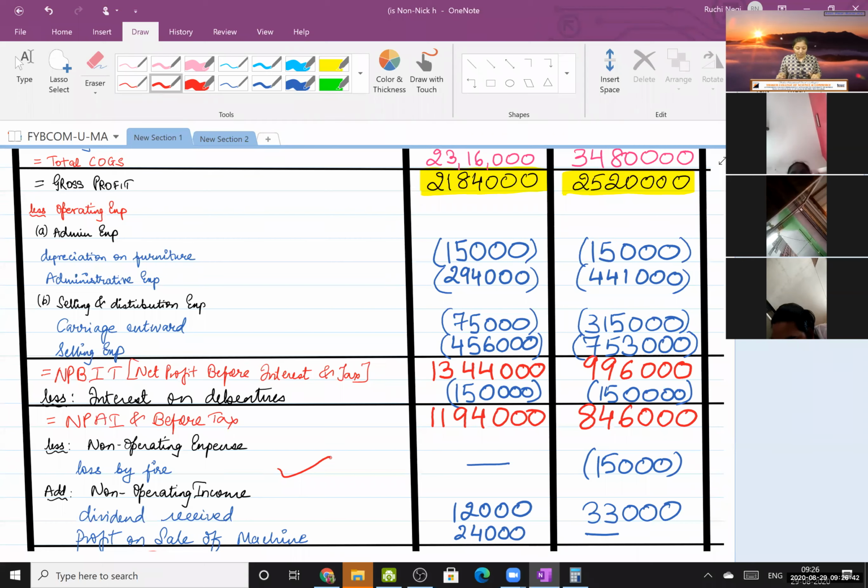And non-operating income I will add. What is non-operating income? The opposite of non-operating expense. Here it is loss by fire or theft, so here what will it be? Profit on sale of machine, profit on sale of asset, profit on sale of goods, dividend received, bad debts recovery. If you wrote off a debtor 5 years ago and after 5 years he comes and pays you the money, that is non-operating income.